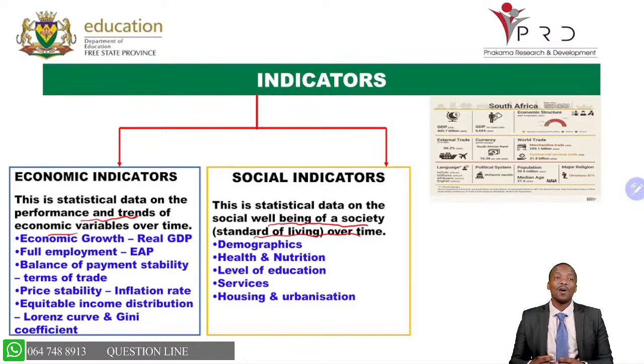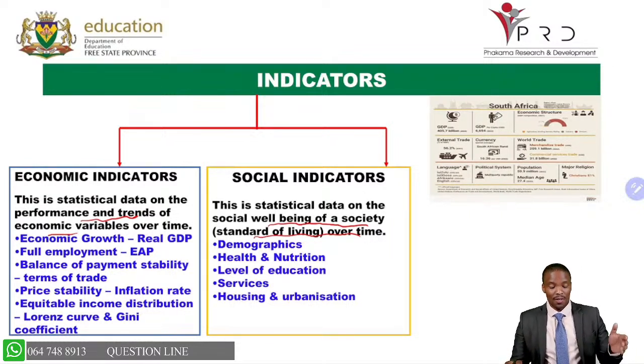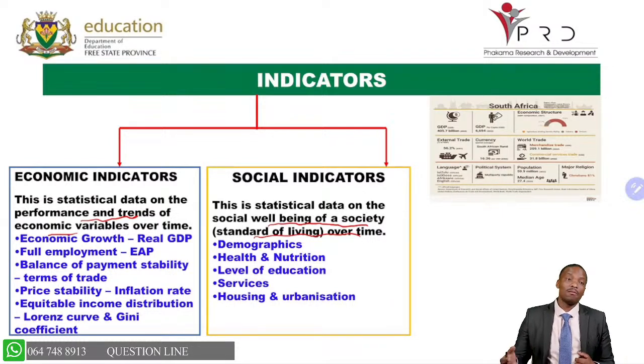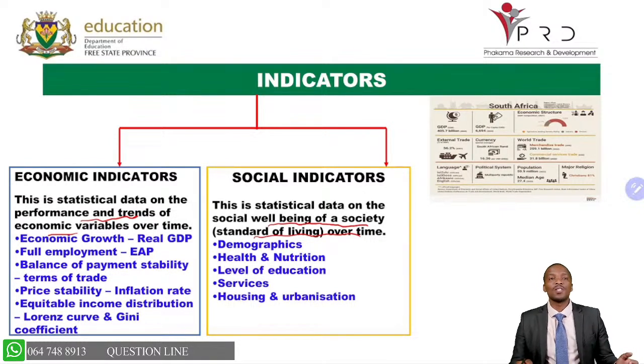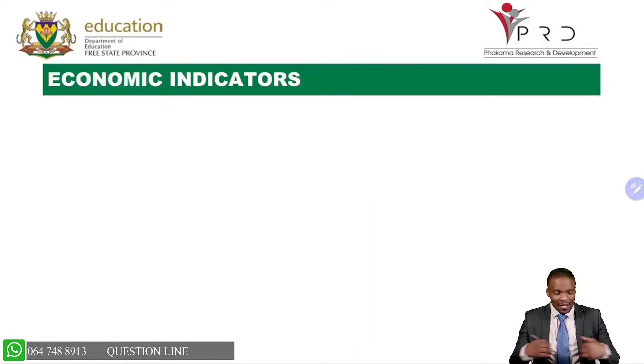But as an indicator, we must check to say, what are the factors that cause an increase in the prices, which will lead to inflation? Under income redistribution or income equality, we are looking at the gap between the rich and the poor, where we'll be looking at the progressive income tax as well as other forms of taxes, or other forms of government spending. Then under social indicators: demographics, health and nutrition, level of education, access to services, housing, as well as urbanization.